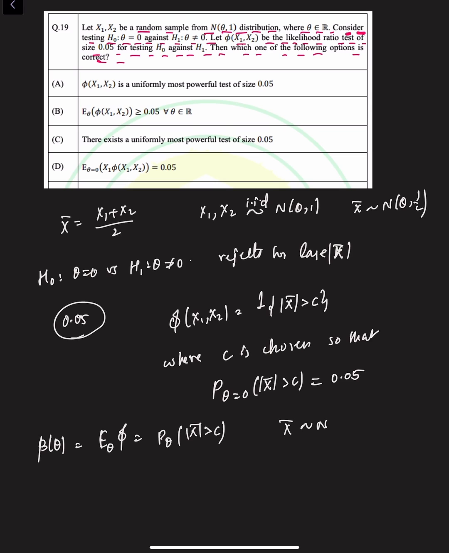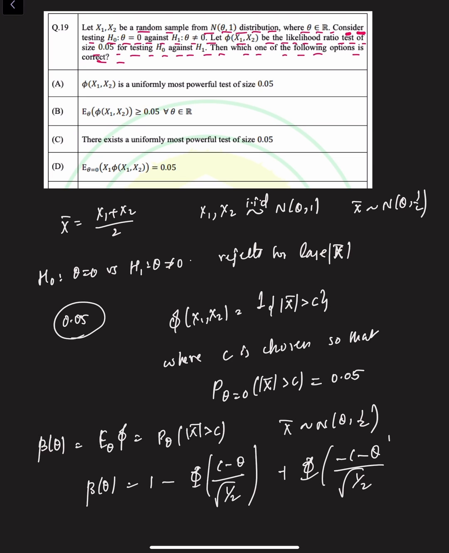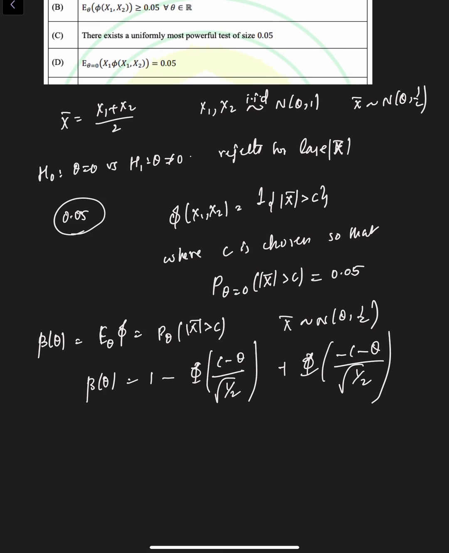Now x bar follows normal(theta, 1/2). So beta(theta) is 1 minus Phi of (c minus theta) by square root of 1/2, plus Phi of (minus c minus theta) by square root of 1/2. Now beta(theta) is an even function of theta, and it is strictly increasing in |theta|, because if we shift the mean away from 0, it increases the probability of exceeding the fixed symmetric thresholds. So in particular the minimum occurs at theta equals 0.